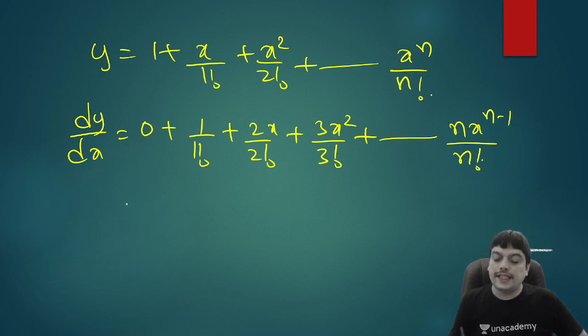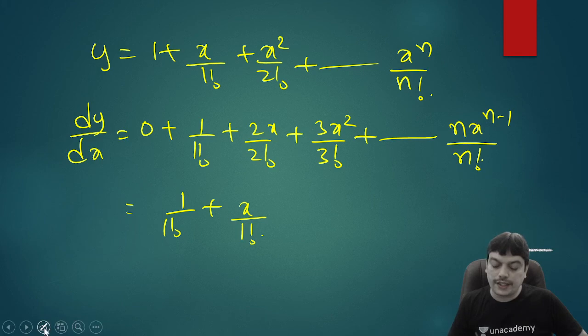Now you can write this as 1 by factorial 1 as it is. In the next term, factorial 2 is 2 into 1. If you cancel with 2, you will be left with only 1. So you can write factorial 1, and this 1 factorial can also obviously be written as 1.